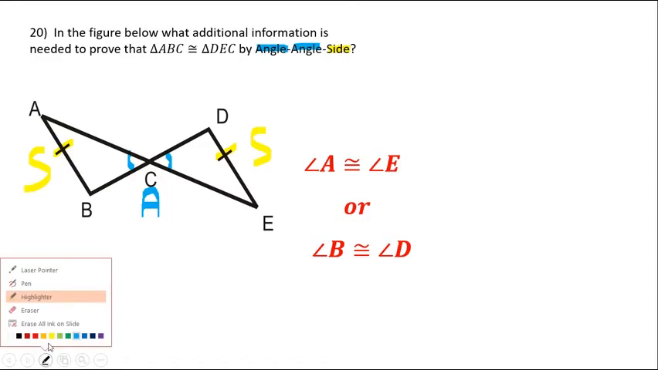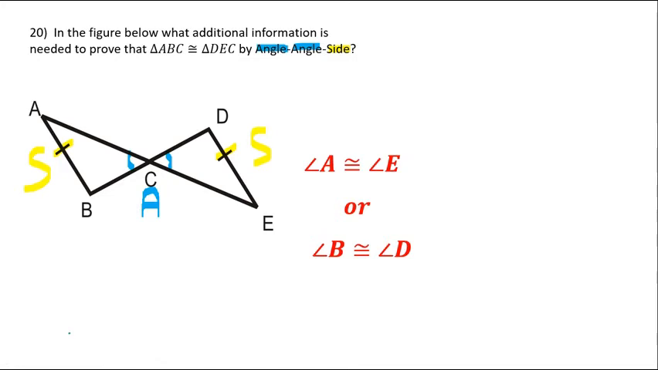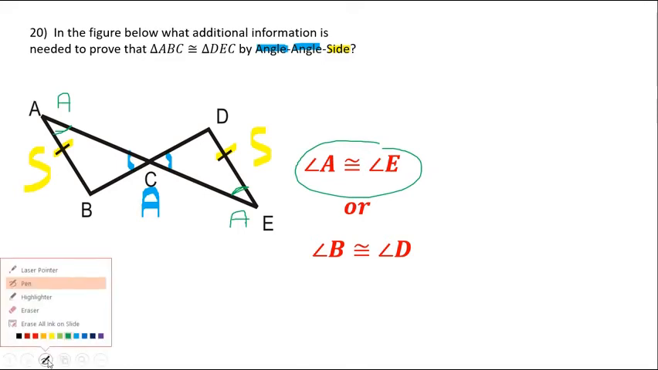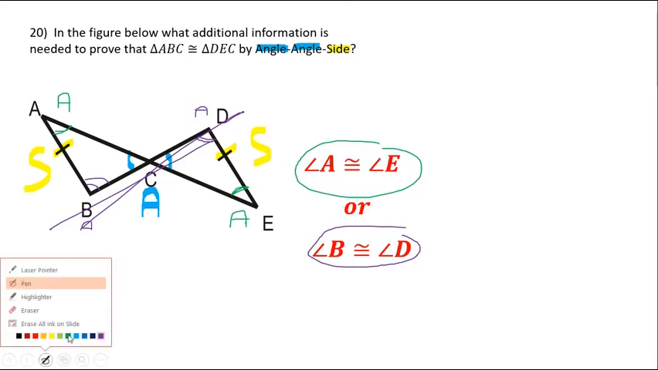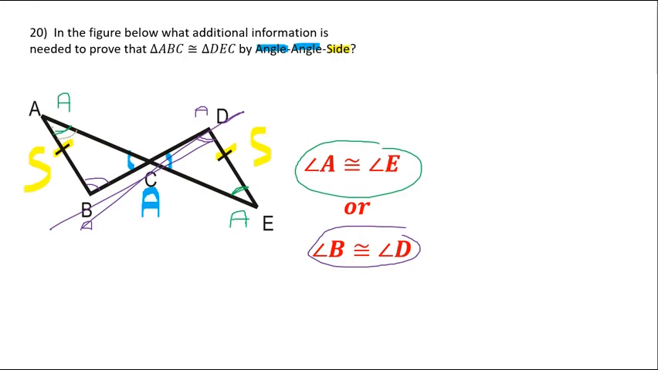So I could either use A and E. So it could be this angle right here. So that'll give me angle side, angle side. Or another possibility, I could also use angles B and D to be congruent. That way these two will give me my second angle. Angle going up, angle side. Okay. I should put 3 marks here and 3 marks here. Okay.